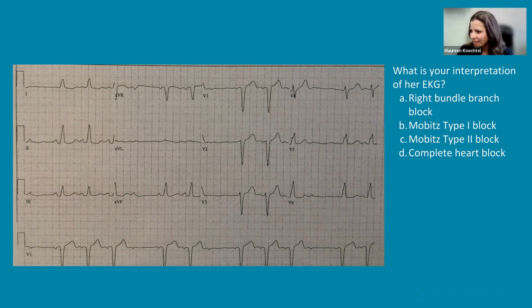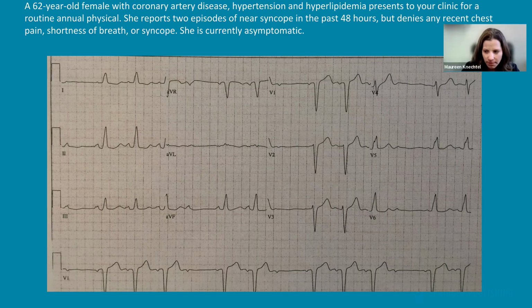Okay, so let's look at our answers here. 52% said Mobitz Type II, and the next most common response was a Mobitz Type I, which is great. That's exactly what you should be thinking about with these two. So how do we tell the difference between a Mobitz 1 and a Mobitz 2? I'm going to go back to the larger tracing, make it a little bit bigger.